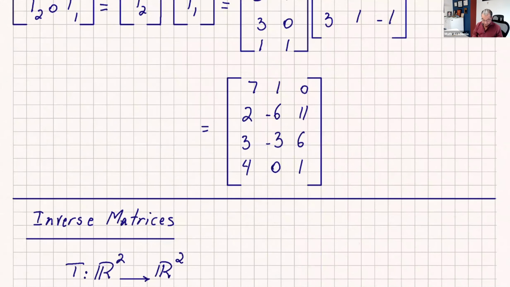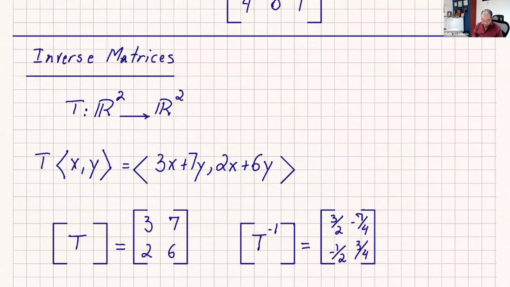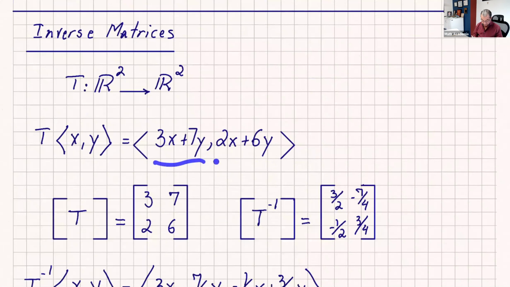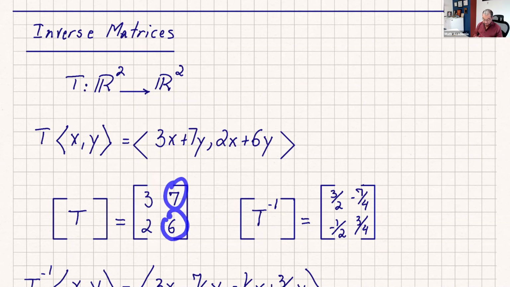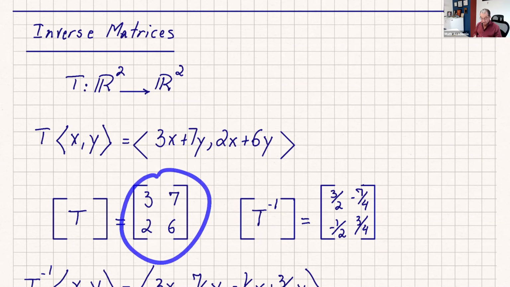Now let's talk about the inverse of a matrix. That has to be a square matrix. So let's do an example. When we go from R2 to R2, this is our transformation. So if I write T, I get 3, 2 for X components, 3, 2, 7, 6 for Y components. You can find the inverse of this matrix by using the formula for a 2 by 2 matrix, and that's what you get.